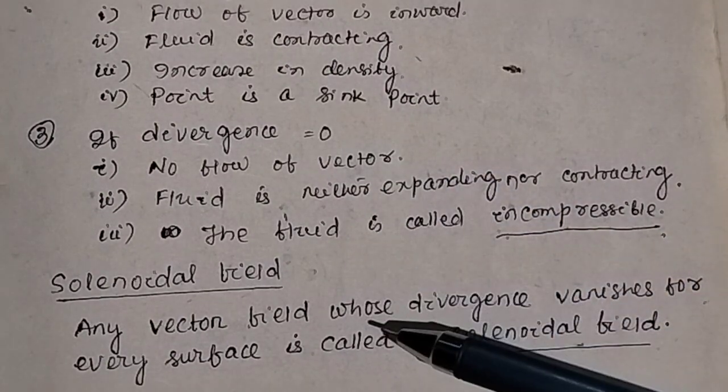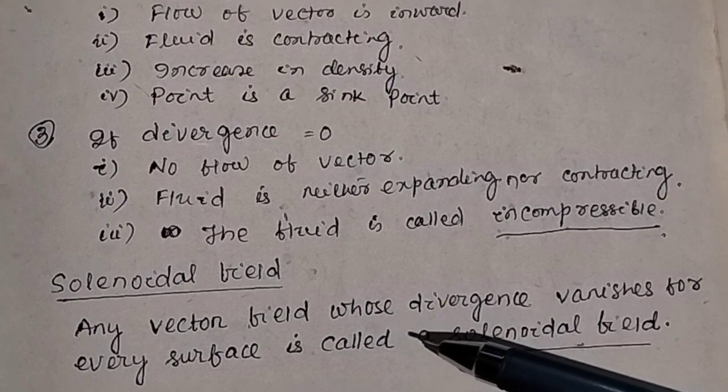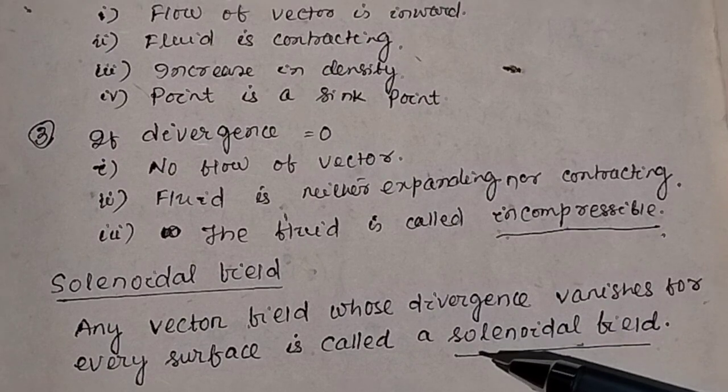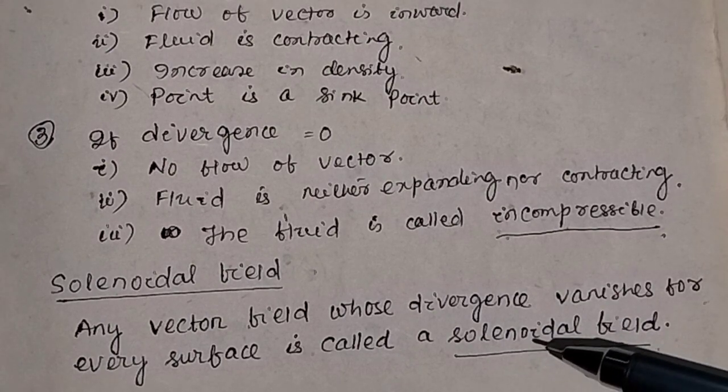Then what is a solenoidal field? Any vector field whose divergence vanishes, or when the divergence is equal to 0 for any surface, is called a solenoidal field.